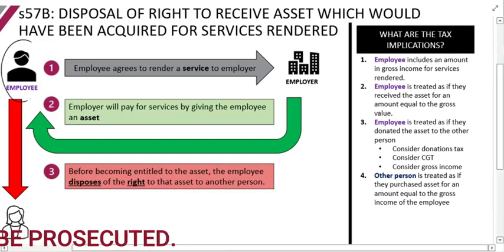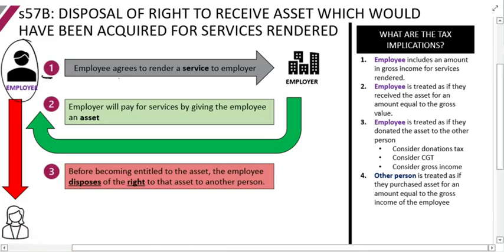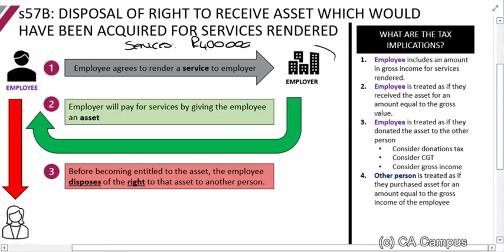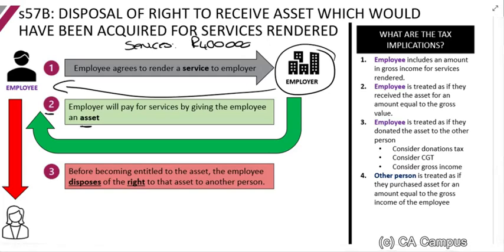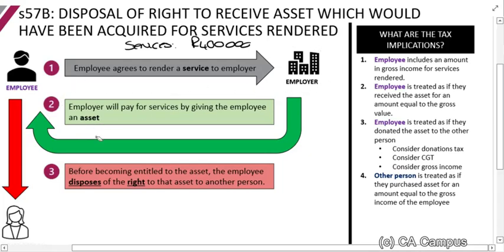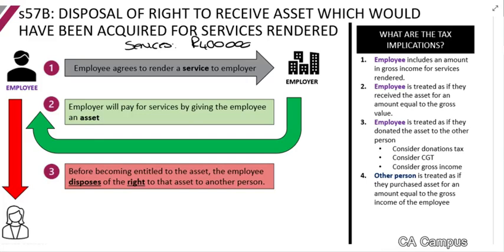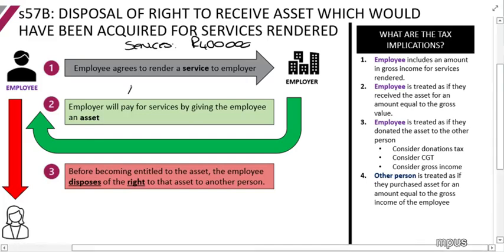So this is when an employee, step number 1, agrees to render a service to an employer. So the employee says, I will do accounting services for you, for example. And let's say, I'm just thumbsucking an amount here, they will give services and the value of that will be 400,000 rands. The employer then agrees to pay this employee, step 2, by giving them an asset. So instead of paying them 400,000 in cash, they say, we'll give you a flat to stay in. So they get an asset.